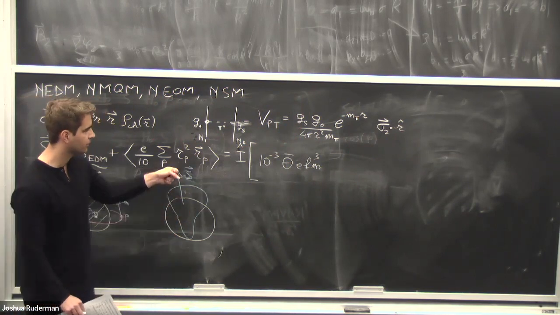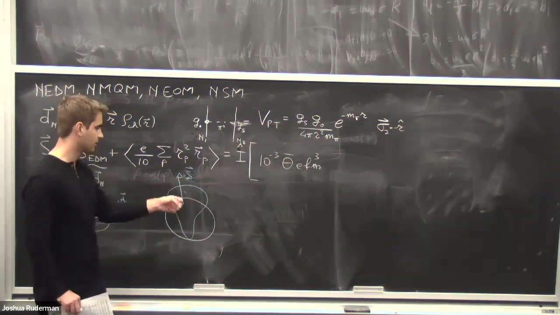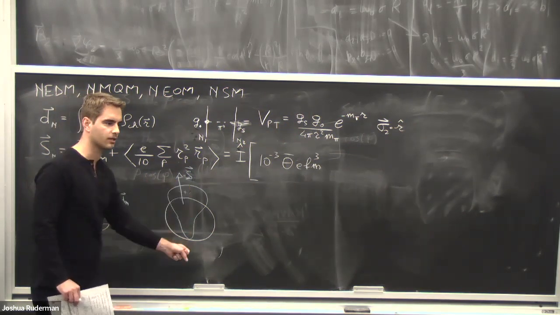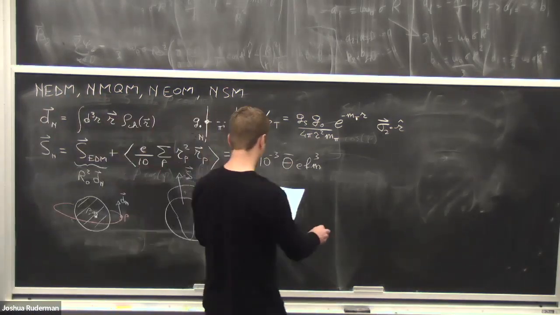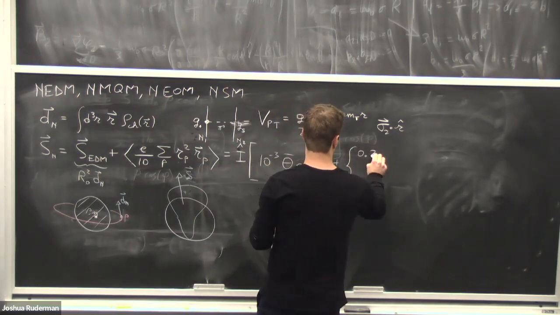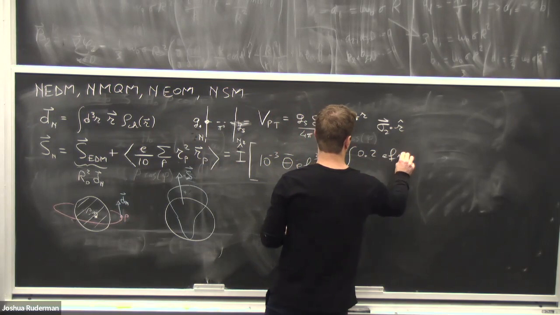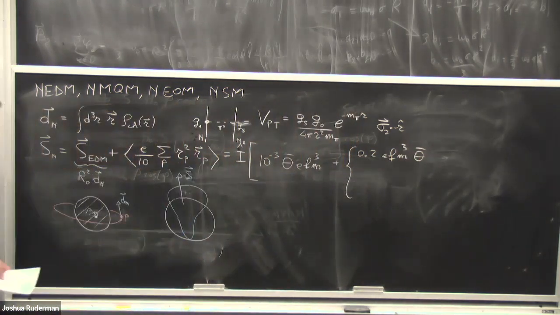Okay, so if the spin points that way, the valence proton, let's say, wants to be more in the direction towards the spin than not towards the spin. And this will give you, for the biggest nuclei, 0.2 e times centimeter cubed times theta bar, or something like that. So for the largest nuclei.